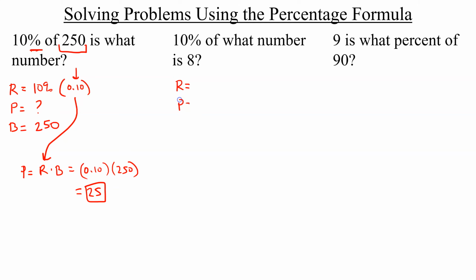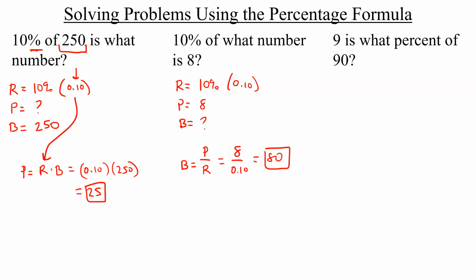So first thing, write down your three variables: rate, portion, base. The rate is 10% again. 10% of what number? So 10% of a base is 8. And this one, we are solving for the base. When we're solving for the base, we use the equation base equals portion over rate. The portion is 8. The rate is 10%, but again, we need to do the math with the decimal form. So we would use 0.1 instead of 10%. 8 divided by 0.1 is 80.